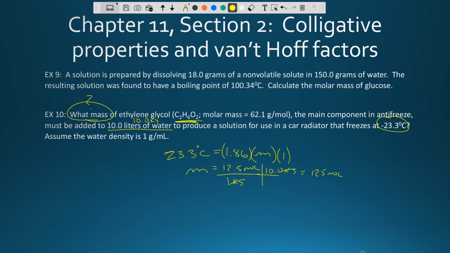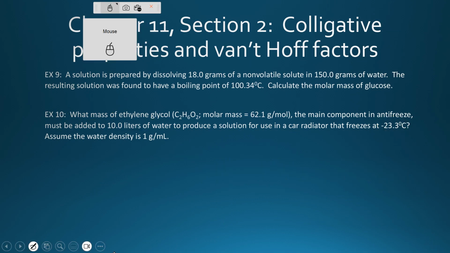Okay? Now, what does that mean? Well, if I have 125 moles, because I'm trying to find what mass of ethylene glycol, it gives me that 1 mole is 62.1 grams. I end up with 7,762.5 grams. Okay, that's how much it would take to actually get it to freeze at a negative 23.3.